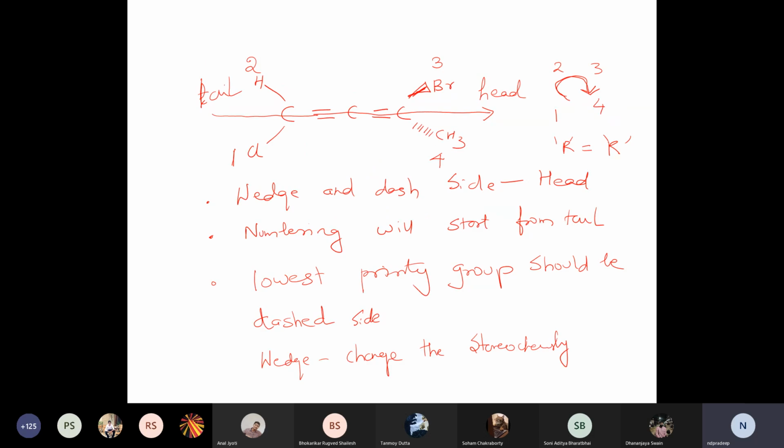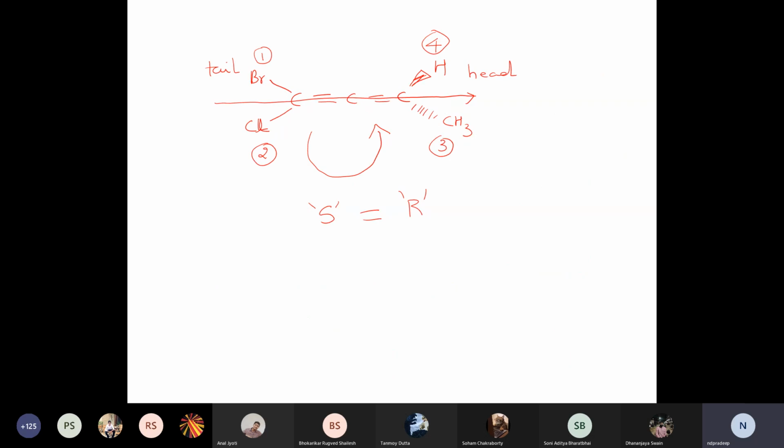The wedge and dash side will always be your head. Numbering will start from the tail. The lowest priority group should be on the dash side. If it is on the wedge side, change the stereochemistry. This is what you are going to do. And for 1, 2, 3 only you see the direction. Don't look at the fourth one. The fourth one is only to change the stereochemistry.